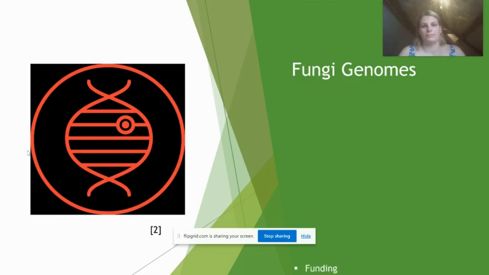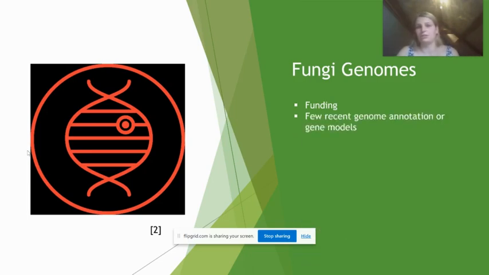So, fungi genomes. The funding for fungi genomes has been quite few and far between. For Aspergillus niger, there's only 30 labs that research this fungus, whereas for Saccharomyces cerevisiae, there's 1,800. That's a big difference, which shows that there are going to be fewer recent genome annotations or gene models for some fungi compared to others. This makes it a lot more difficult if they use orthologs in genome annotation, as they rely on genome annotation which could potentially be wrong or old and not relevant.